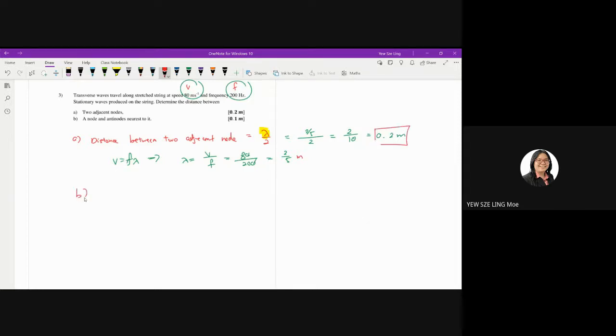So question B, the distance between a node and an antinode is equal to lambda over 4. Therefore, it is equal to 2 over 5 divided by 4, which is then equal to 0.1 meter. So that is how you solve it. Very simple. You just need to understand the diagram.